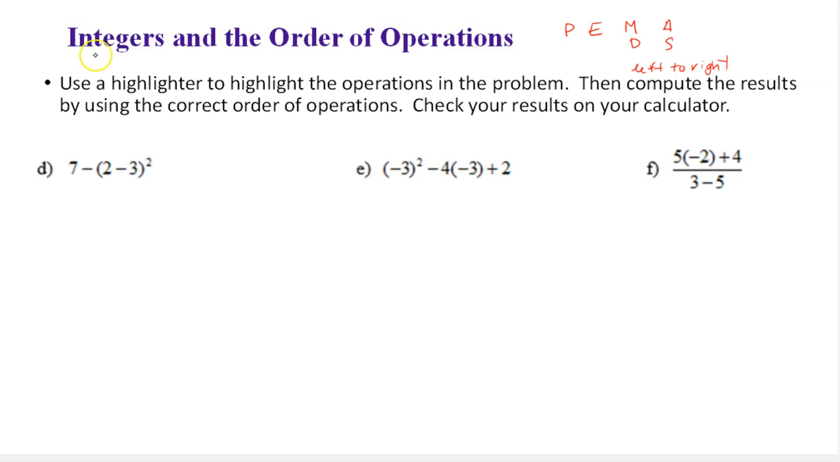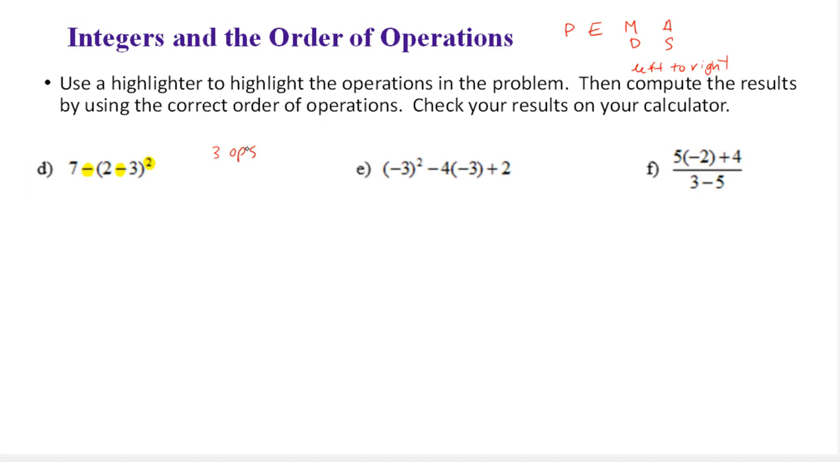In this video, we're going to continue with integers in the order of operations. So let's start with problem D. We're going to use a highlighter to see what operations we need to perform. Here we have subtraction. We have another subtraction. Notice that's in parentheses, so we'll do that first. And then we have an exponent. So there's 3 operations we need to do.